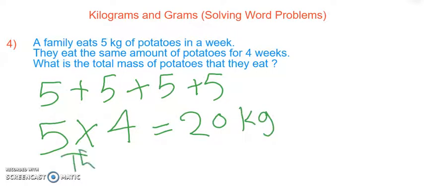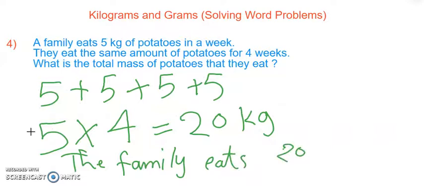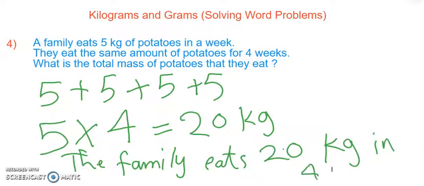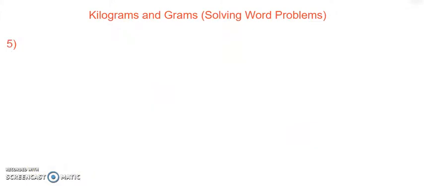So the family eat 20 kilograms in 4 weeks. So you see here we use the multiplication to get the answer, because 5 kilograms in 4 weeks, this means we have to do multiplication. Now we reach to the last example.